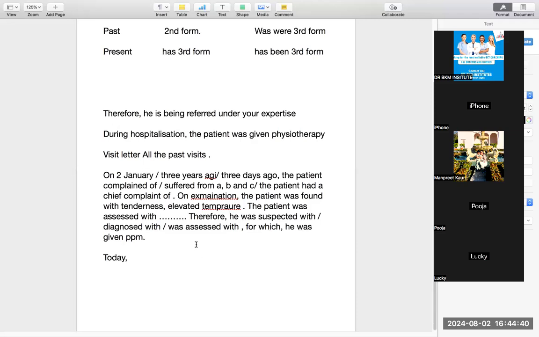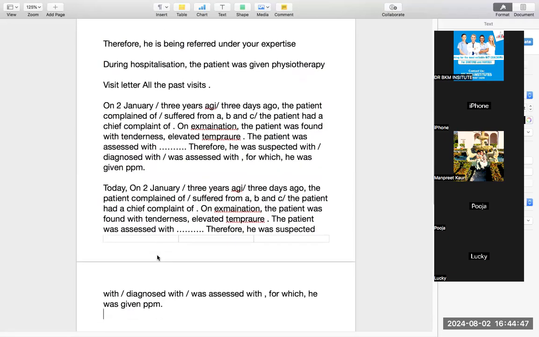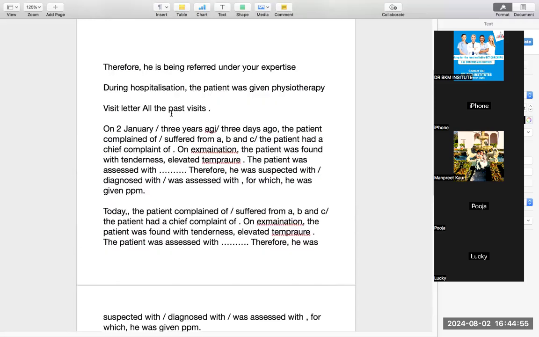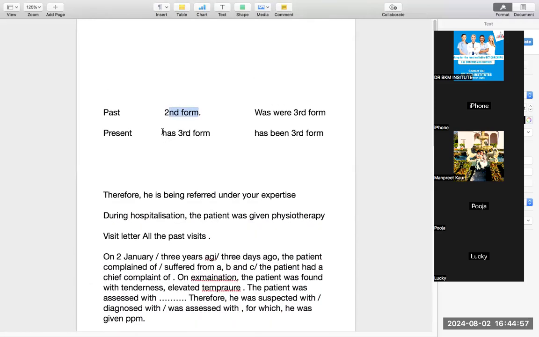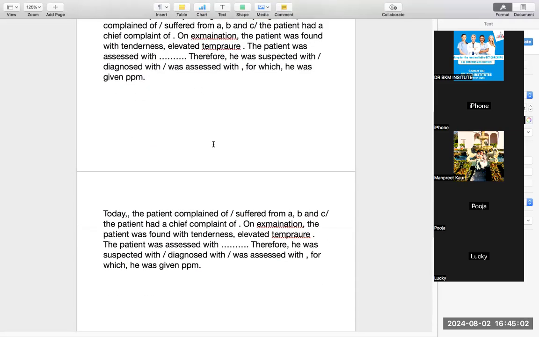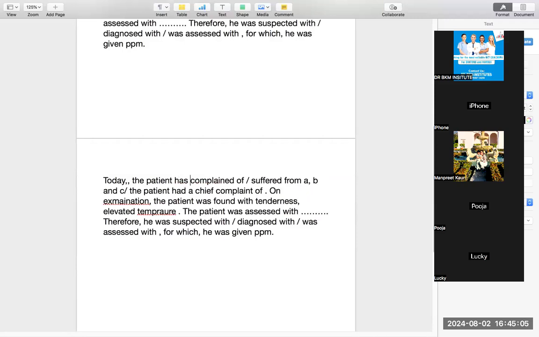So today, now if I copy paste all this, I'm copying. So today visit will also be the same. I'm pasting all these things. See. So today, then we don't have to mention the date. Today, there you go. Now you just have to convert the second form to has plus third form. So today, the patient has complained of. Active. Today, the patient has suffered from. Choice is yours. Today, the patient has a chief complaint of. This is today visit.